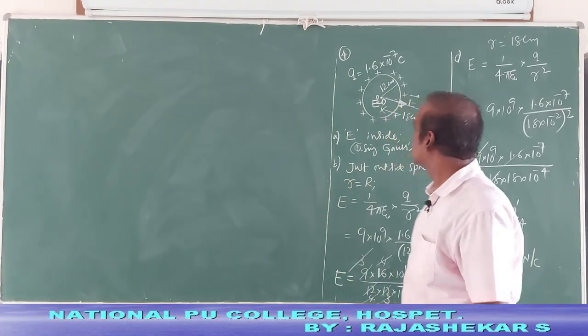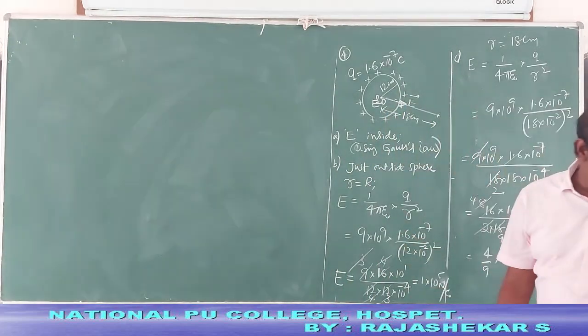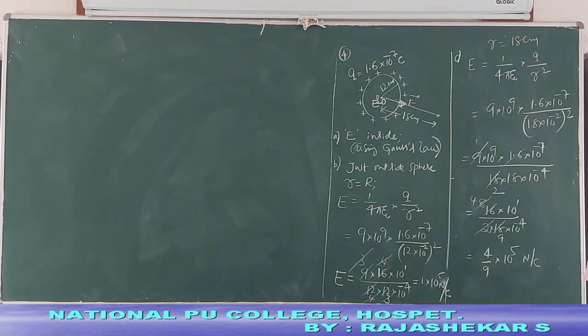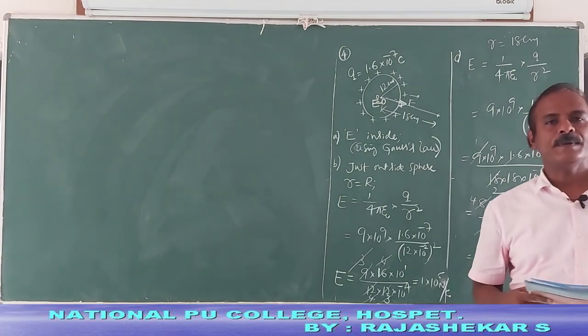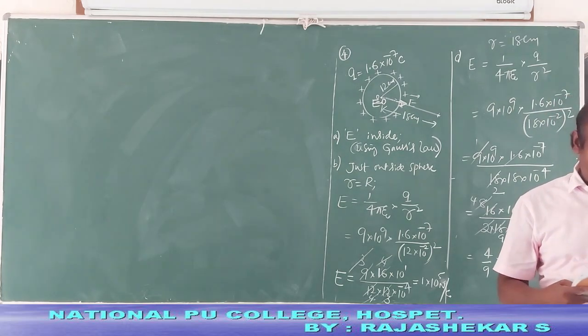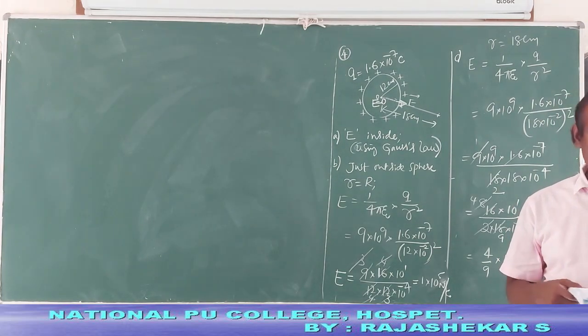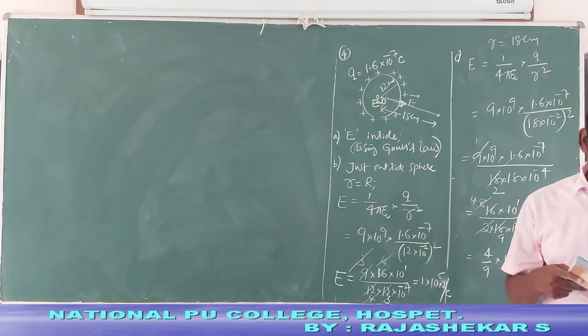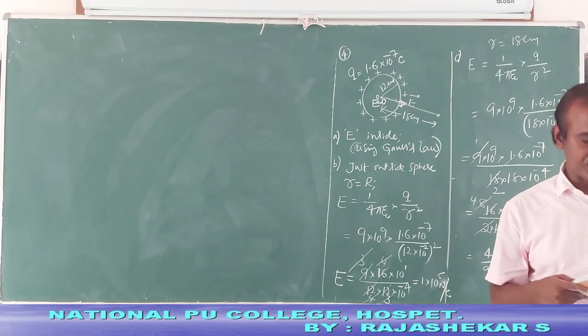Well students, this is question number 4. Next, question number 5. Here it is: a parallel plate capacitor with air between the plates has a capacitance of 8 picofarad, and 1 picofarad stands for 10 power minus 12 farad. What will be the capacitance if the distance between the plates is reduced by half and the space between them is filled with a substance of dielectric constant 6?